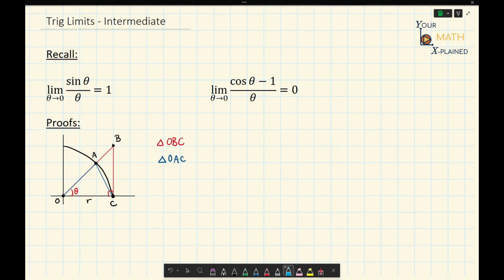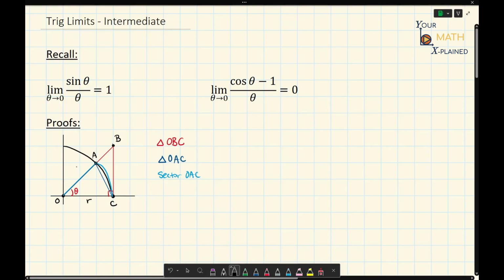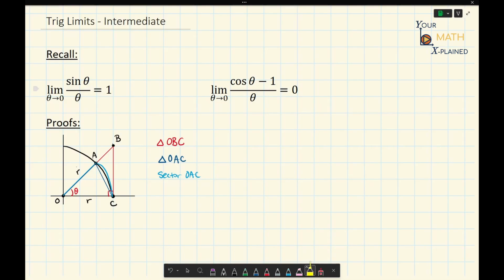And the third one is not a triangle, but a sector of a circle. So from O to A to C, we're going to call that sector OAC. And notice that OA here is also a radius, so let's label that as r. Now, because we're trying to prove the limit as theta approaches 0, it is okay for us to limit our theta to be greater than 0 and less than pi over 2, meaning here in quadrant 1. So we're going to let theta be between 0 and pi over 2.